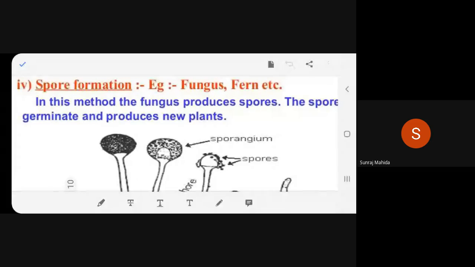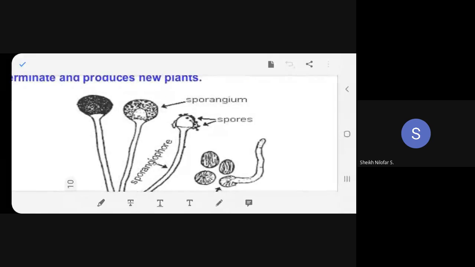What you observe as blue black colored growth when your bread gets decayed is fungus. Ma'am, in our school I have seen this fungus. Yes, okay. So all of you have understood regarding this?